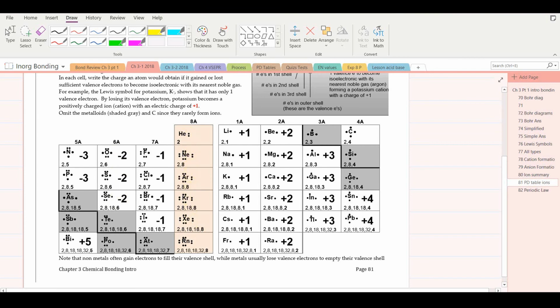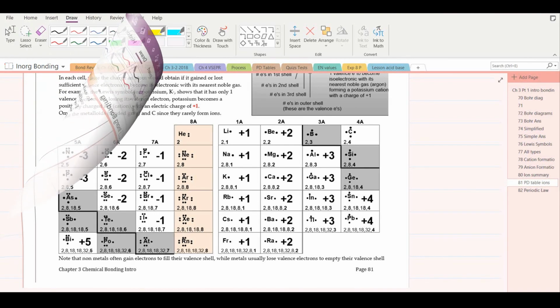The group 5A nonmetals, if they're going to become ions, they're typically going to be -3 when they gain 3 electrons to become isoelectronic with the nearest noble gas. In the case of bismuth, it's a weak metal, so it does show an oxidation state of +5. Now I've left out the metalloids here, they're shaded gray, and left out carbon because they rarely form ions. So I trust this is crystal clear now. You should be very familiar with the most common charges of the representative elements as ions.